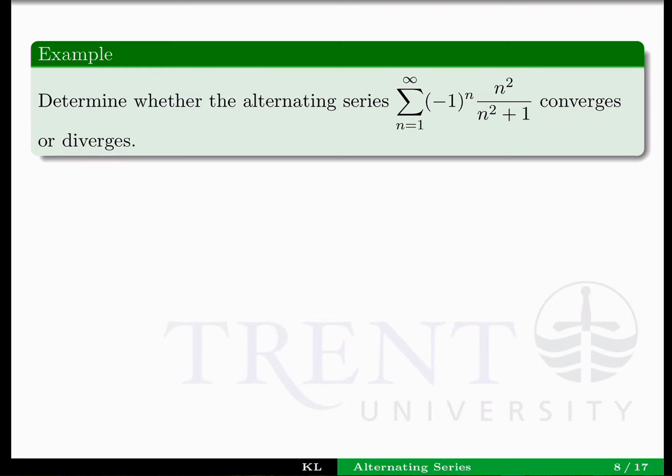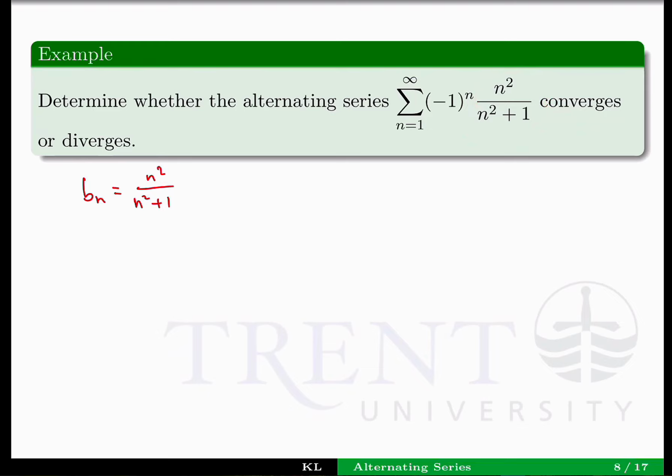So for this one, we have an alternating series, but we actually don't need to use the alternating series test. Okay, so look at this. Here, let us write our bn's. The bn's, this is equal to n squared over n squared plus 1.